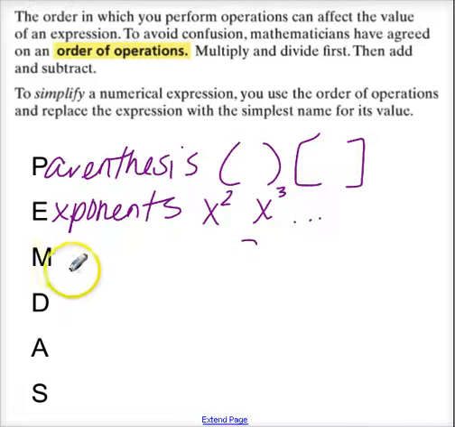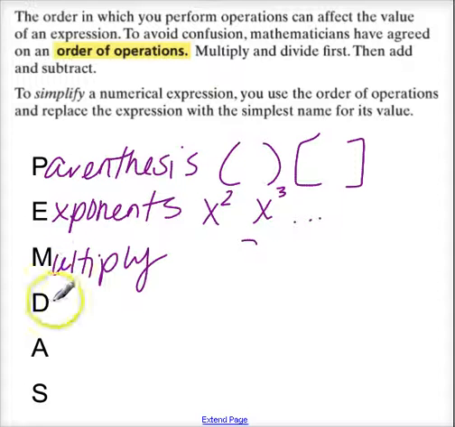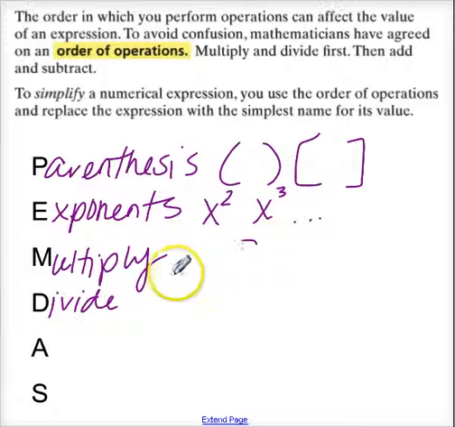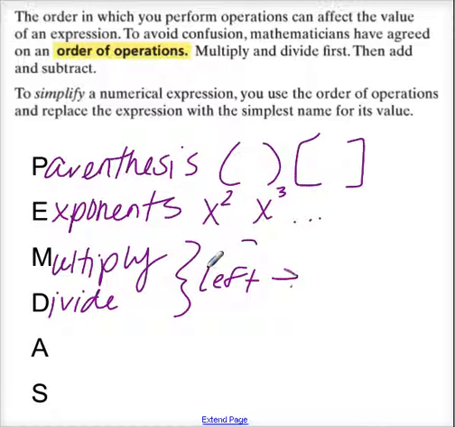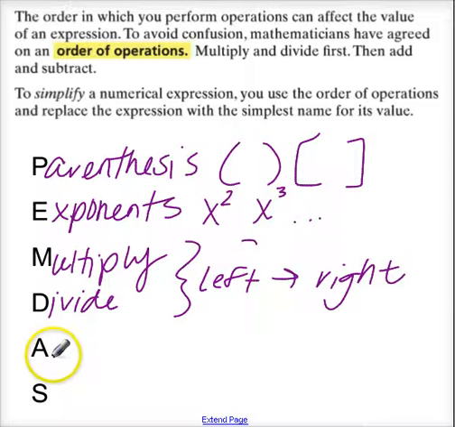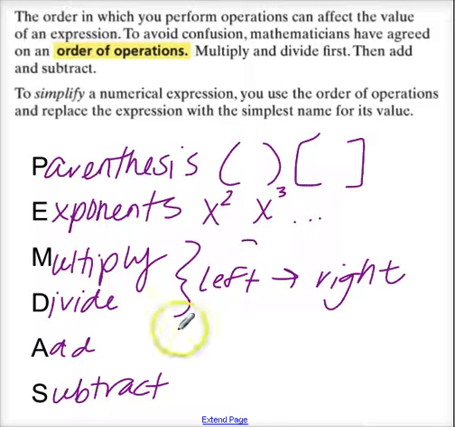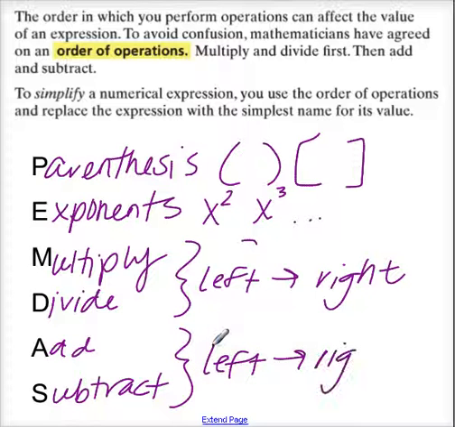M and D work interchangeably. M stands for multiply, and the D stands for divide. You can do either of these two first. Whichever one comes first when you're looking left to right is the one you want to do. I'll show you an example of this in a second. The A and the S stand for addition and subtraction, or add or subtract. These work interchangeably as well. You do whichever one comes first when looking left to right.